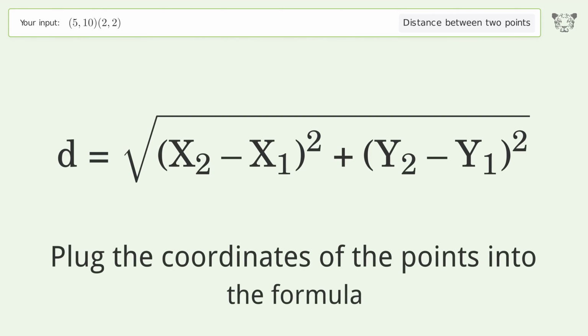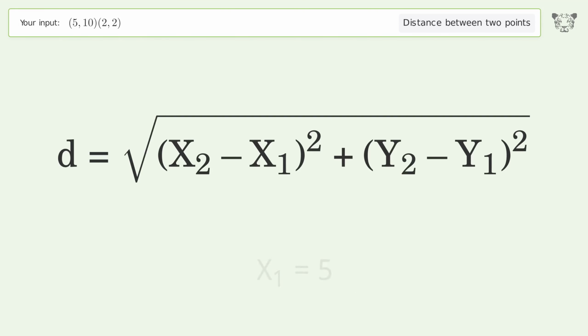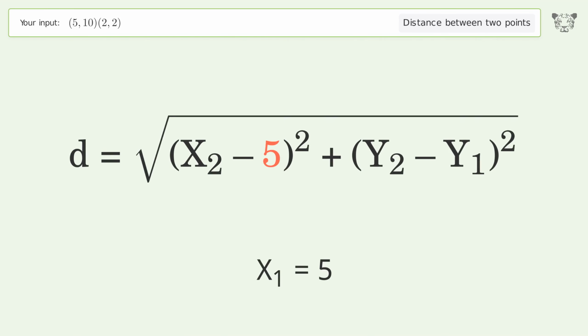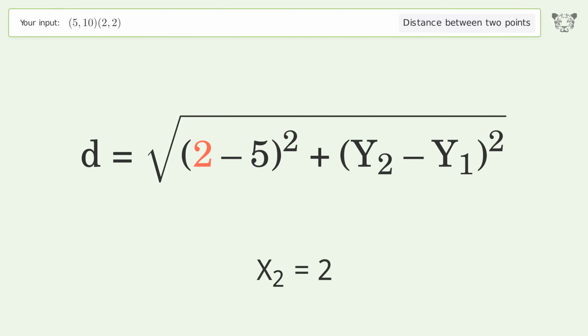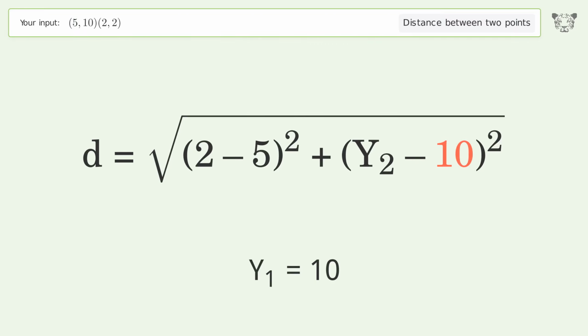Plug the coordinates of the points into the formula. x1 equals 5. x2 equals 2. y1 equals 10. y2 equals 2.